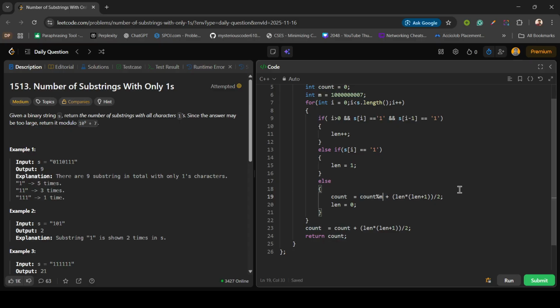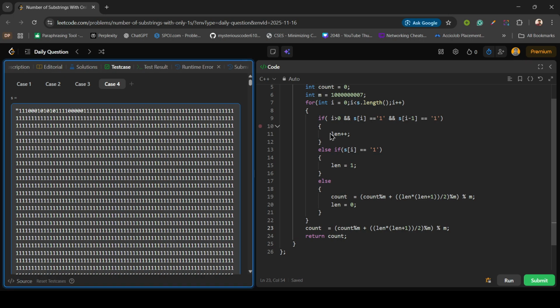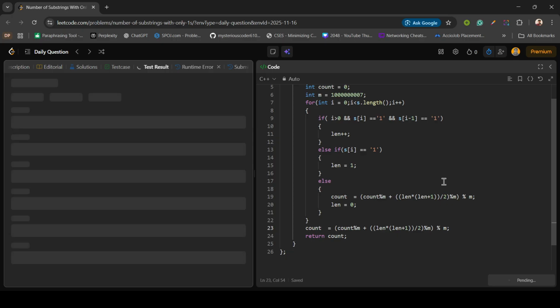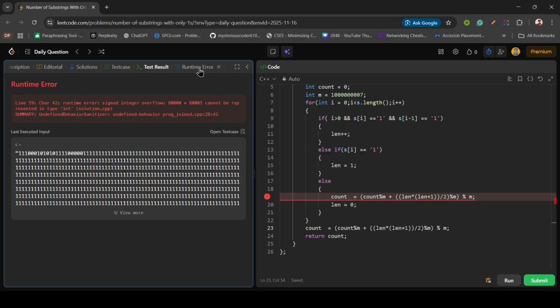Now after this I will write count percentage m. See, count percentage m. Then length into this. This one percentage m, and the whole answer percentage m. And again we'll copy this and replace with this. Now let's run that test case. Sorry, I'm having a cold.